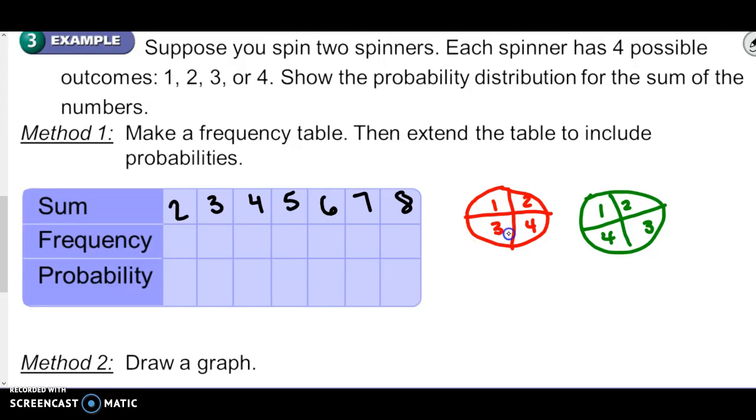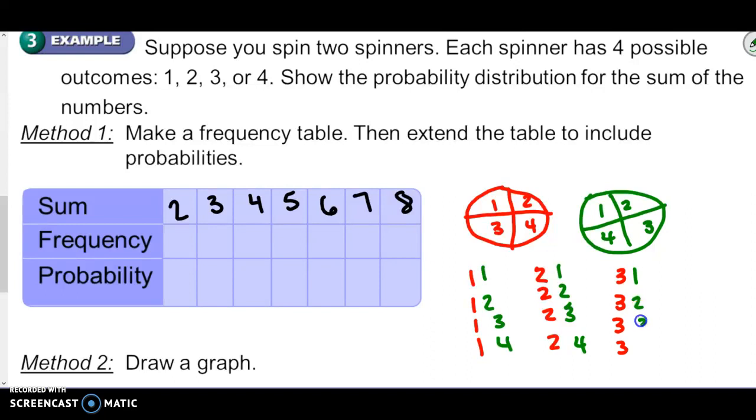Now looking at the frequency, if I spin 1 on this one, I have 1. Alright, I could either have 1, 2, 3, or 4. And then with the 2, I would either have 1, 2, 3, or 4. And then with the 3, so this is one way that you could do all of your total possible, and that might help get everything squared away.